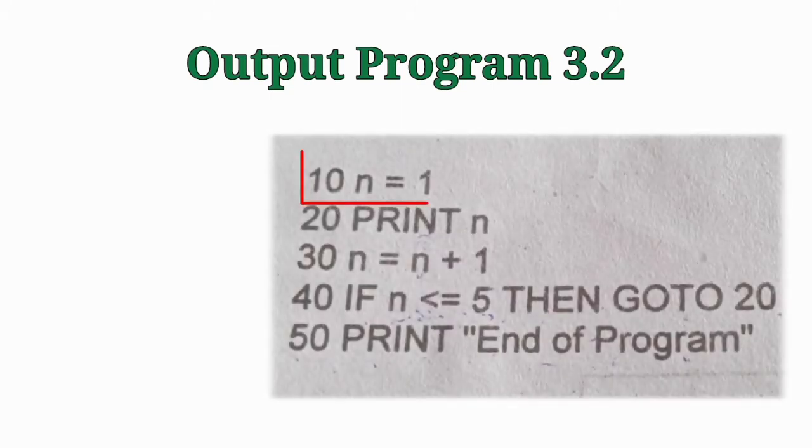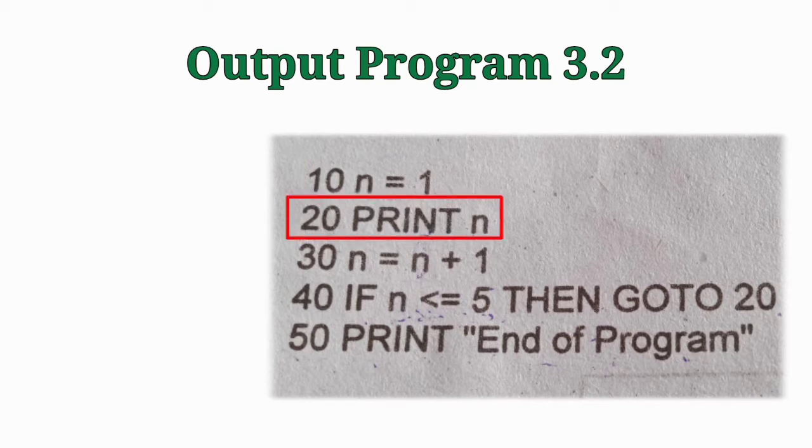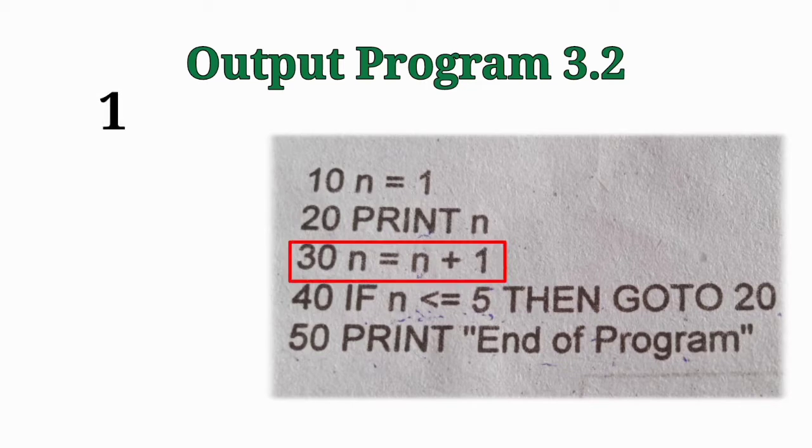Let's check the working of this program. In line 10, the value of n is 1. Now control moves to line 20 and prints the value of n, that is 1, on the screen. Now control moves to line 30 and checks the value of n. So now the value of n is 1, but by adding 1, n becomes 2, and then the assignment operator assigns the value to variable n.